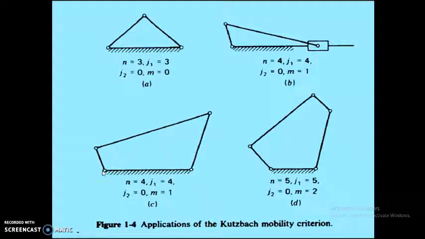Consider the mechanism C. It's a 4-bar mechanism. The number of links is 4 and the number of joints is 4. Applying these parameters in the mobility equation, we get the mobility as 1. Considering the mechanism D, the number of joints is 5 and the number of links considered is 5, and the mobility obtained will be 2 by applying the Kutzbach criterion.